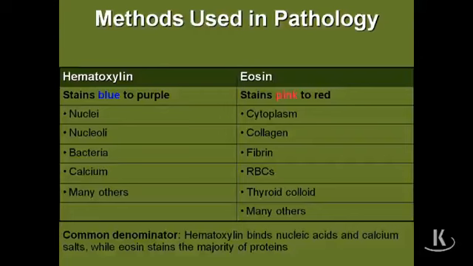Let's look at eosin. Look at all these things: cytoplasm, collagen, fibrin, red blood cells, thyroid colloid. What is the common denominator? Protein. So what color is it going to be? Pink. And that's the critical thing you need to realize, is that you never memorize a list. You know what's going to happen. It's a waste of time. You want to understand the common denominator, and this applies across all disciplines, no matter what you're studying: biochemistry, pharmacology, physiology.